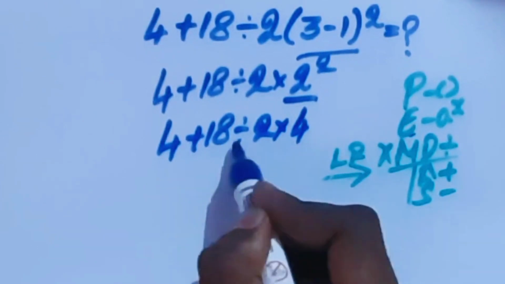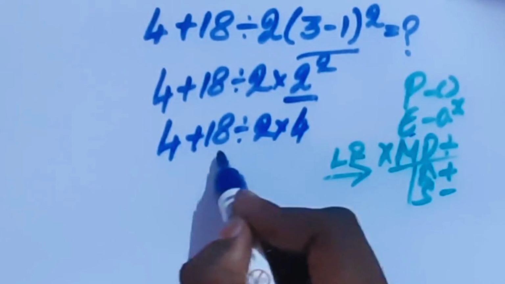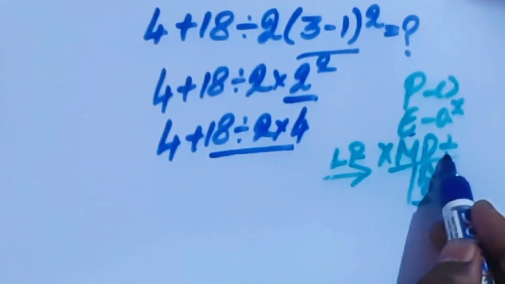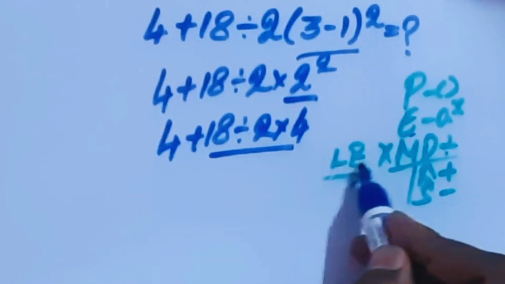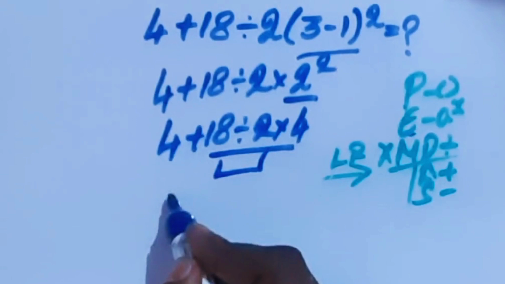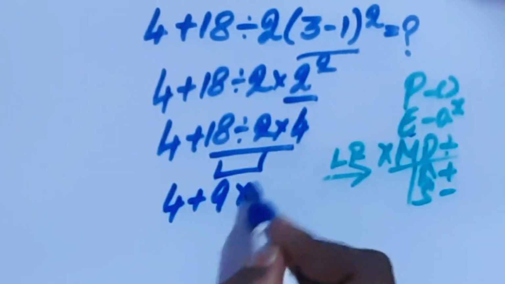Here we have addition, division and multiplication. Here the next priority is multiplication and division. So we have to do this division and multiplication before this addition. Here multiplication and division are equal priority. For this equal priority, we have introduced this left to right. Here left to right is 18 divided by 2. So 4 plus 18 divided by 2 is 9 times 4.